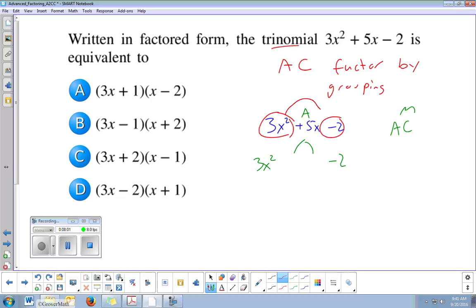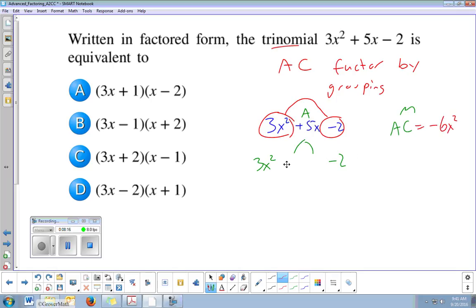I heard somebody recently call it the eyeglass method because it looks like a pair of eyeglasses if you wear glasses when you circle those. First times last, A times C. And what do they multiply to? 3x squared times negative 2 is negative 6x squared.